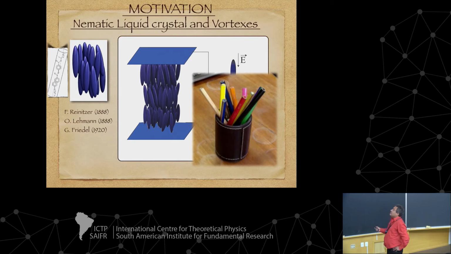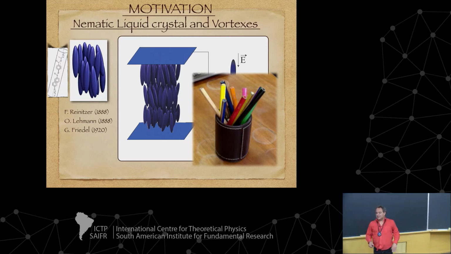Now imagine you apply an electric field in this system. In the middle of the system, in the bulk, the molecules like to be orthogonal to the electric field. But if you apply an electric field like that, the molecules like to be in this direction, or in this direction, or in this direction, any direction which is orthogonal. So we have a lot of possibilities, okay? So what happens when we have that?